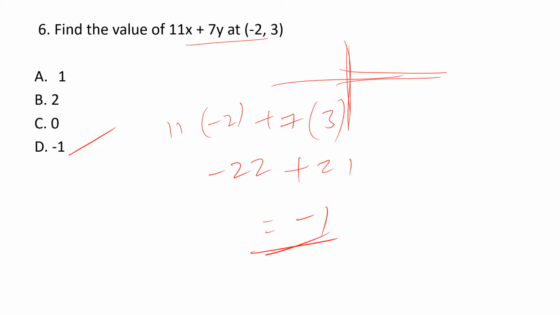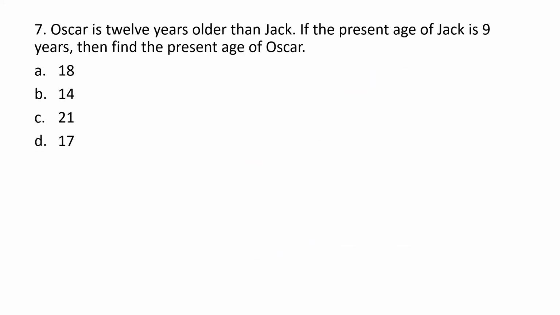Okay, moving on to the next question. This question is related to ages. Oscar is 12 years older than Jack. The present age of Jack is 9 years. Then find the present age of Oscar. My advice for this kind of question is simply to consider the x variable. What is to be found? We need to find the present age of Oscar.